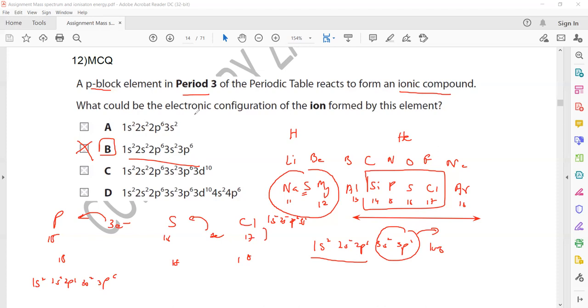Is it clear why B is the correct answer? Because we need the configuration of the ion, we don't need the atom. They ask for the configuration of the ion which forms an ionic compound.